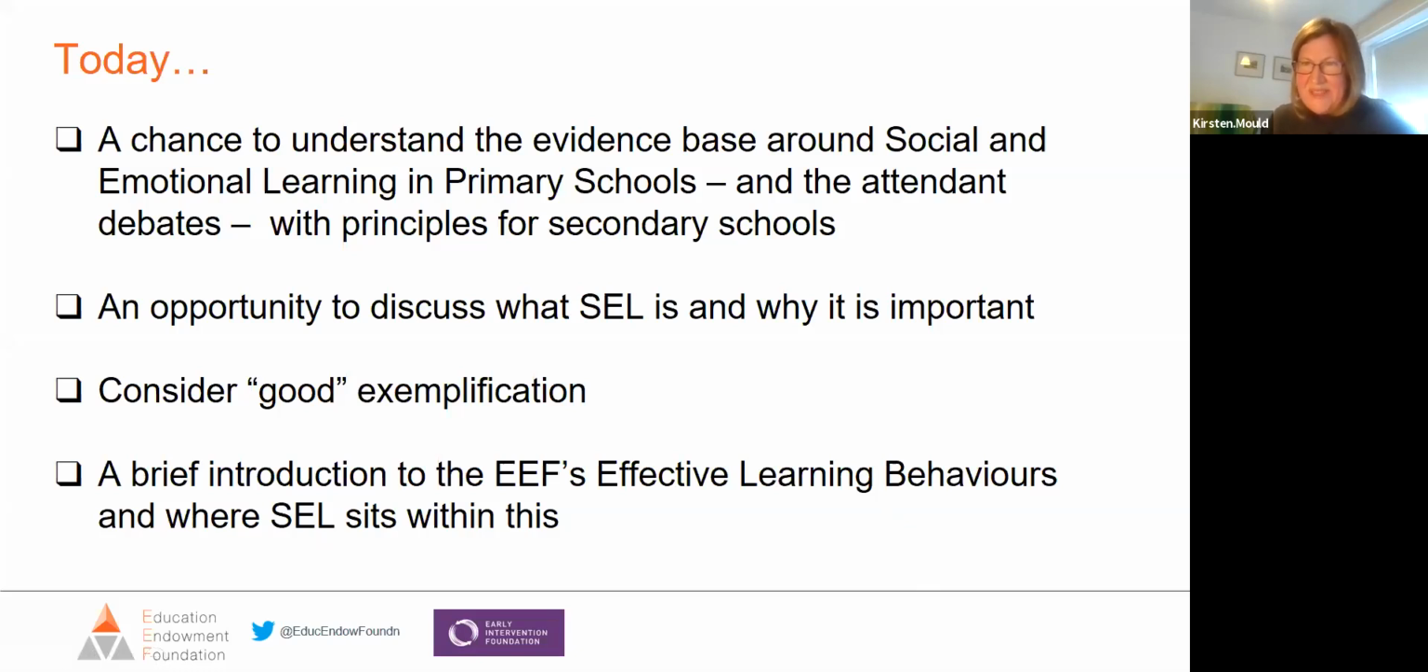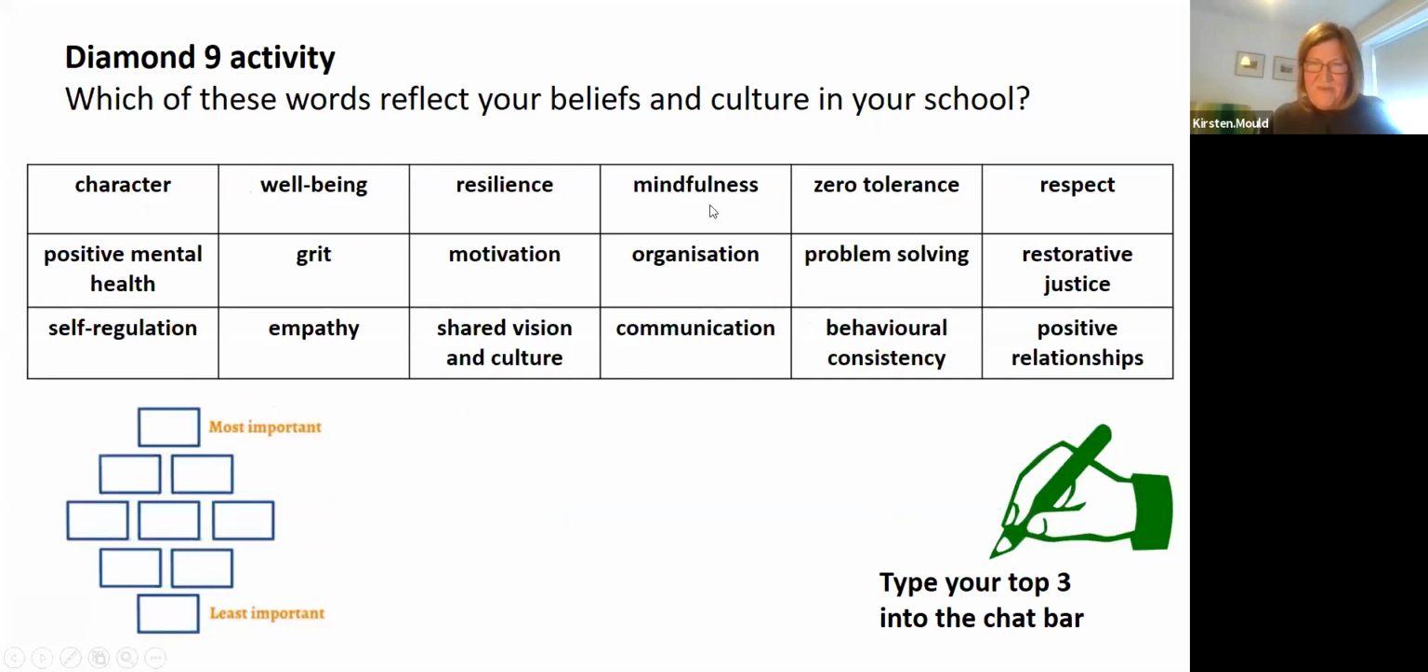So we will start straight away with a little activity. Thinking about language around social and emotional learning is really important. On the next slide, we have a Diamond 9 activity. You'll see a whole series of vocabulary around SEL, around behaviour. What I'd like to do is have a little moment to stop and think about your beliefs, your culture in school, and the things that are most important to you. The idea of the Diamond 9 is your most important beliefs and cultures go towards the top, with your least important down the bottom. I know that can be quite hard to sift out. So I'll pause for 60 seconds or so and have a go at sketching out what you feel is most important. In a minute, it would be great to share your top three in the chat, but just have a moment to think about that in your setting.